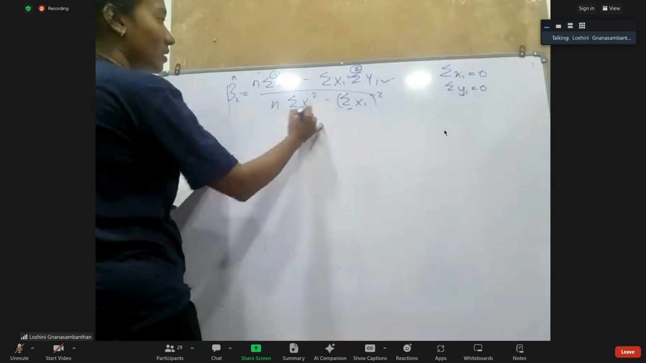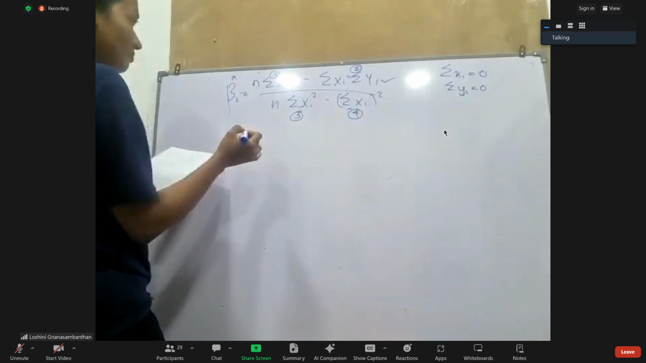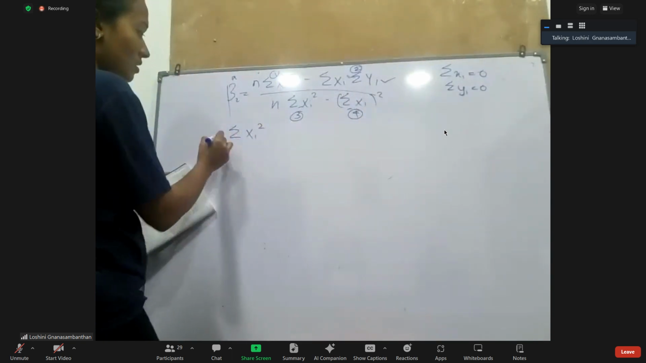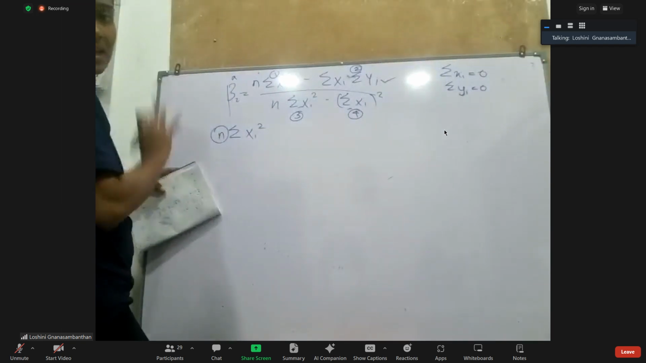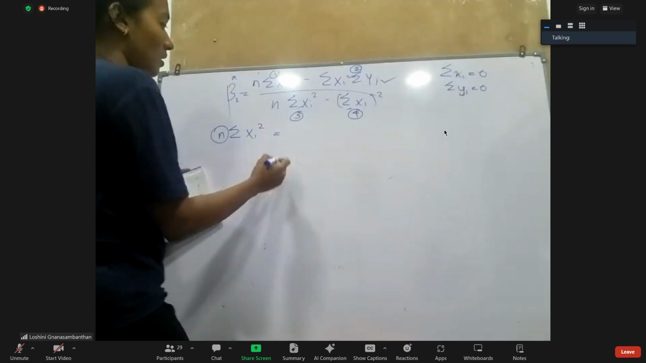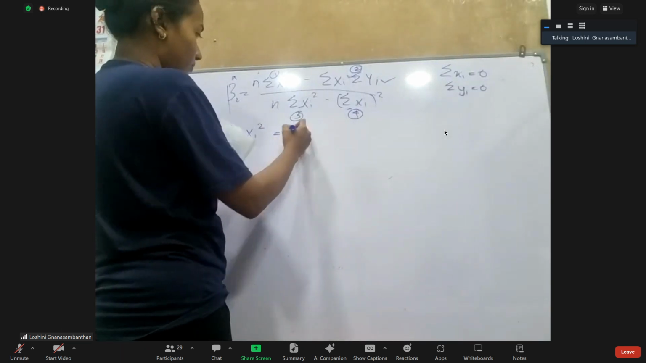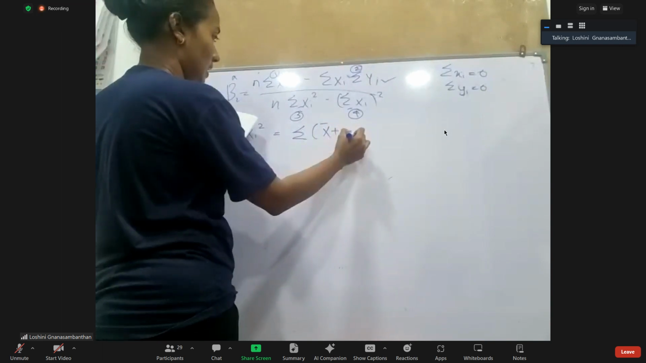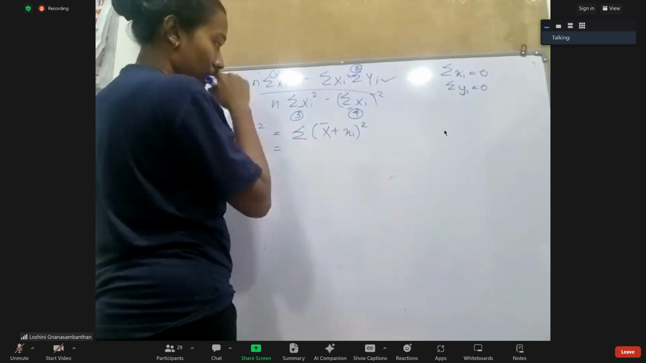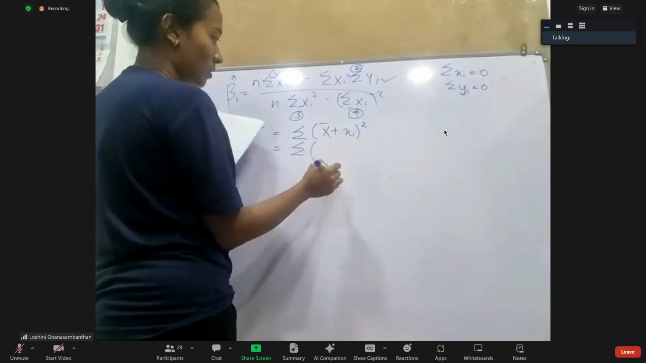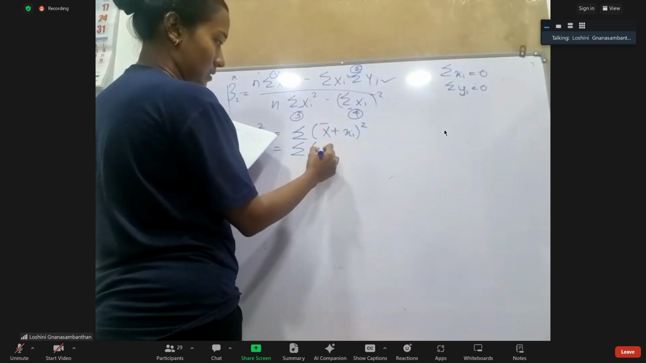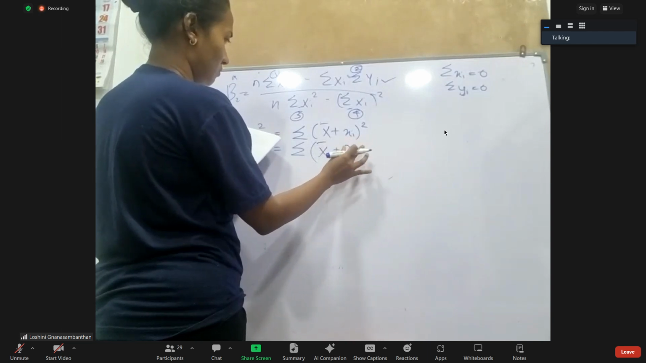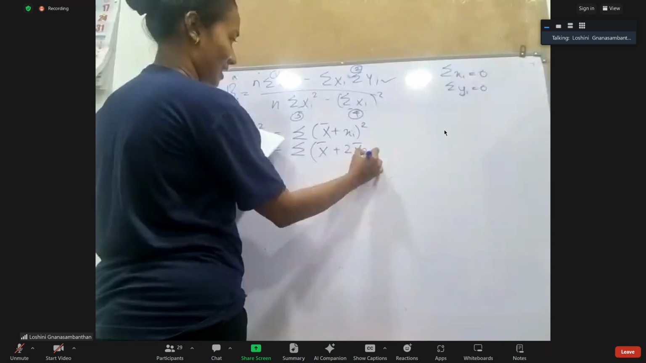Okay, then we have third, fourth. Third is what? n sigma xi square. So we can just keep this n aside and do this question. So sigma x bar plus sigma xi square. Then x bar plus x bar.